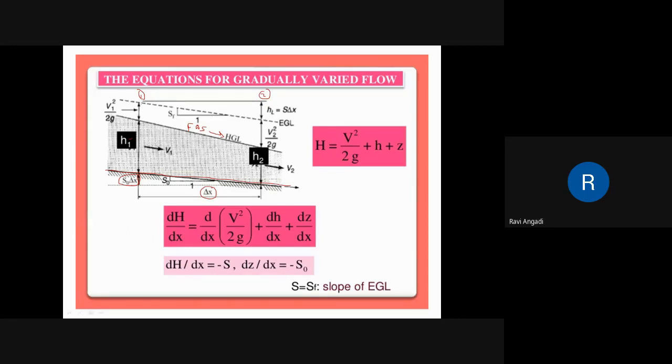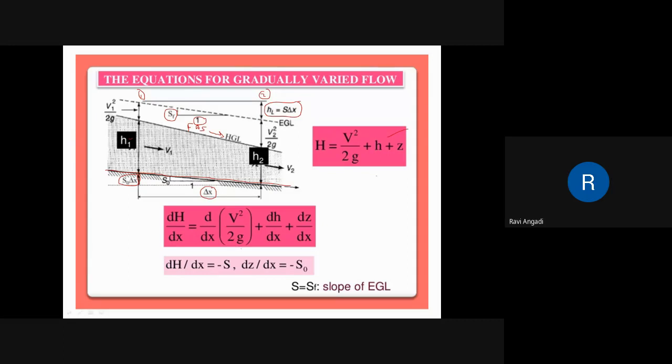Here it is mentioned that the slope of this energy gradient line is 1 horizontal to SF vertical. SF means the slope of the energy line. And the head loss is taken as HL equal to S into delta x, the same whatever the distance, or you can write it as SF into delta x. For a length of delta x, how much should be the loss, that is S into delta x. And if you want to write the energy at section 1, it will be written as the energy head alpha V square by 2g plus h plus z, according to Bernoulli.